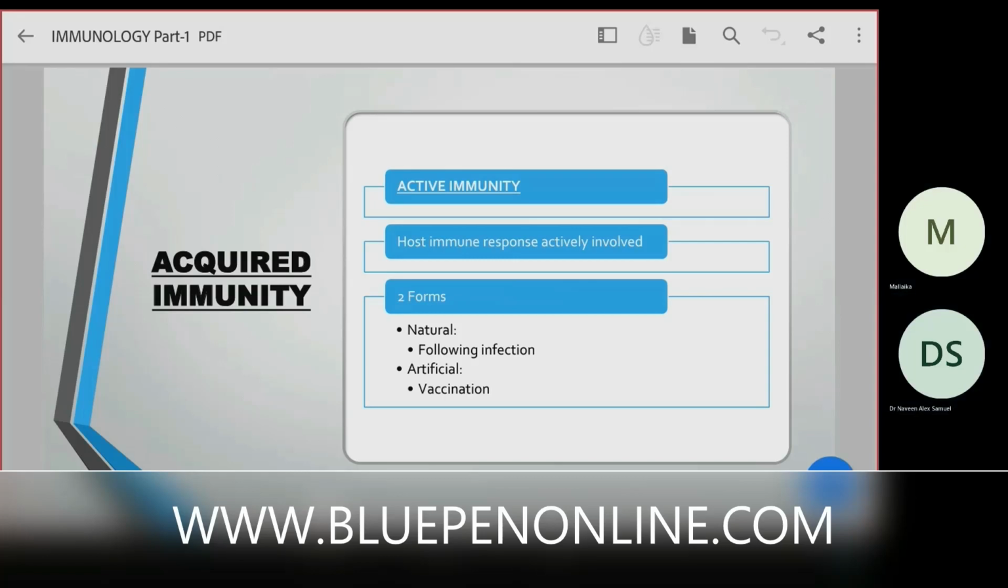So there's acquired immunity. The subdivision is active immunity, and it is divided into natural and artificial immunity. Natural is following infection, whereas artificial is due to exposure to the vaccination, developed once exposed to the vaccination.